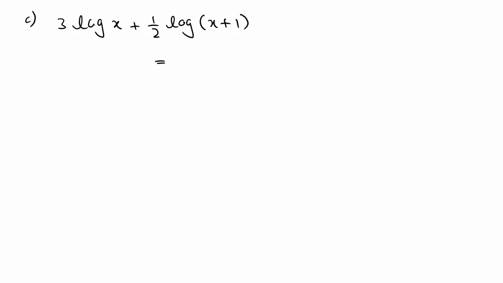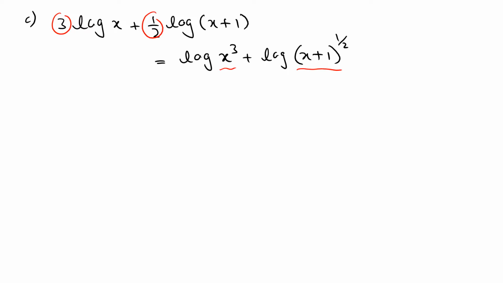First we're going to write this one as, so we're going to bring 3 and 1/2 inside as before. So if you bring them inside, you can write this one as log x cubed plus log, so this is half power. So half power means square root. Now you can see these are just the sum of logs. So that means we're going to multiply the two numbers, but half power is square root.